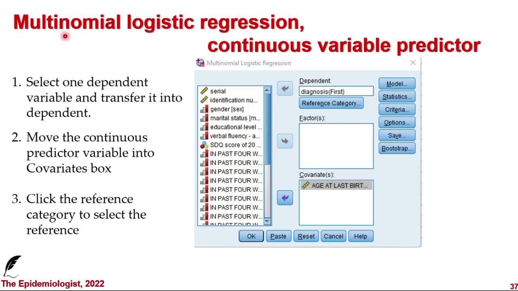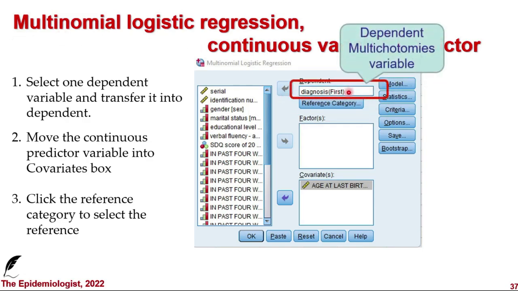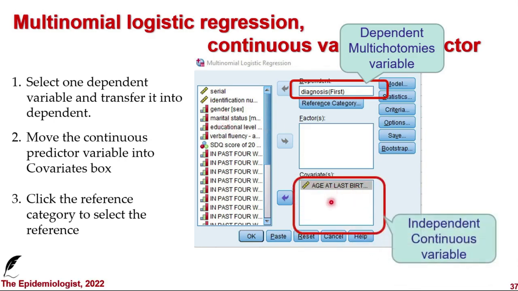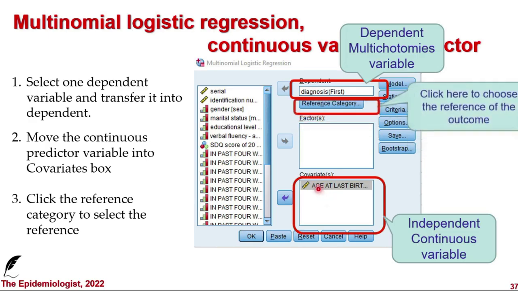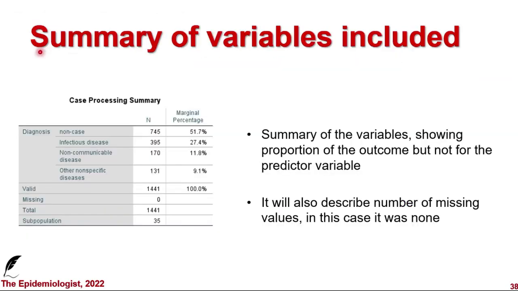Select the dependent nominal outcome variable and transfer it into the dependent box. Move the continuous predictor variable into the covariates box. Then click the reference category to select the reference. Here, on this slide, the summary of the variables shows the proportion of the outcome, but not for the continuous predictor variable. It will also describe the number of missing values. In this case, it was none.